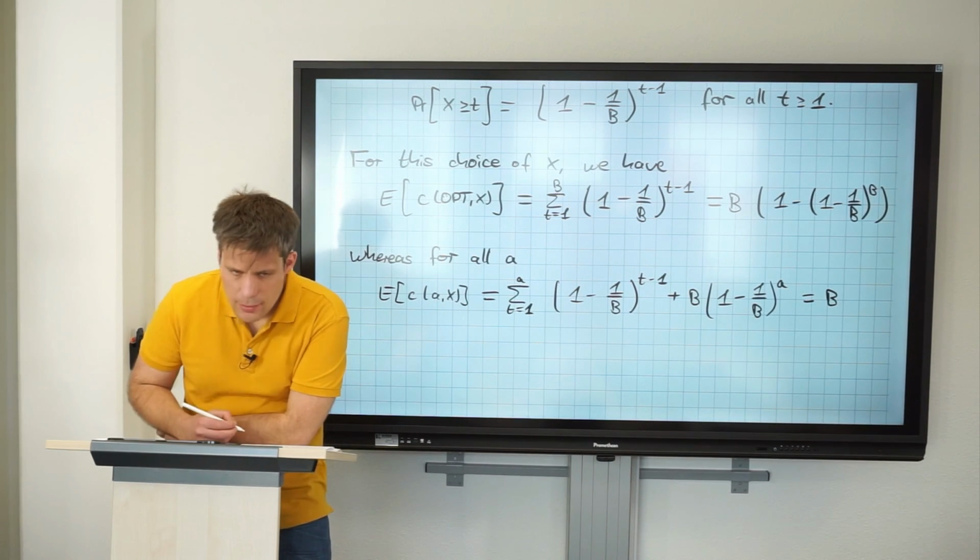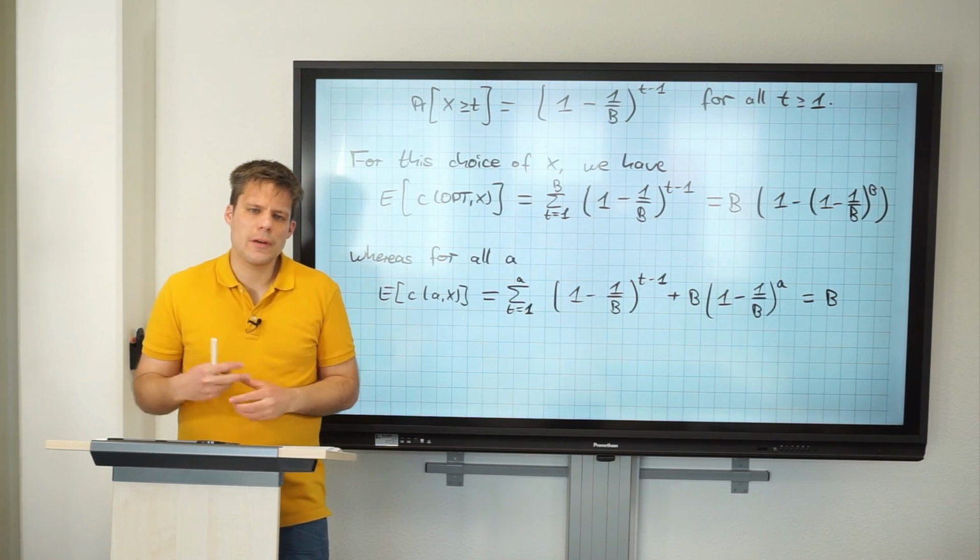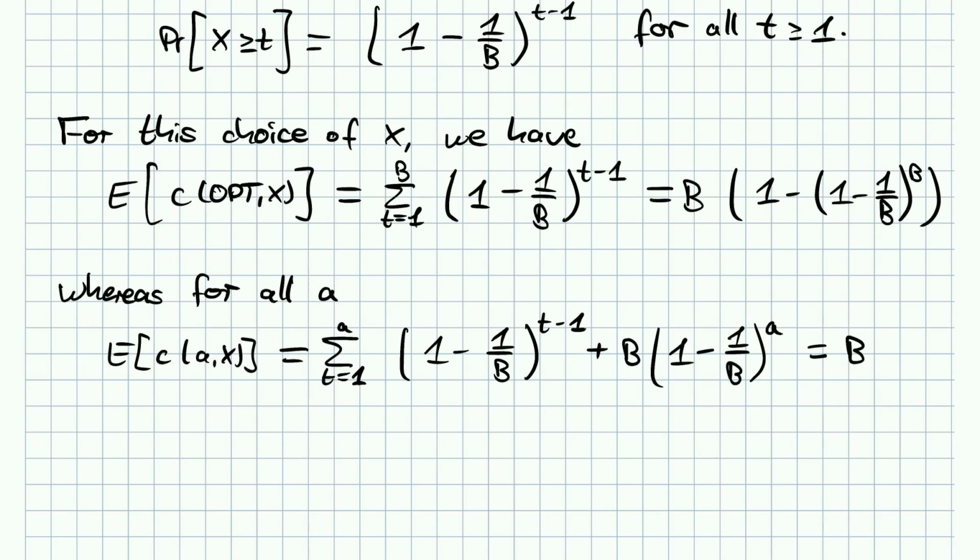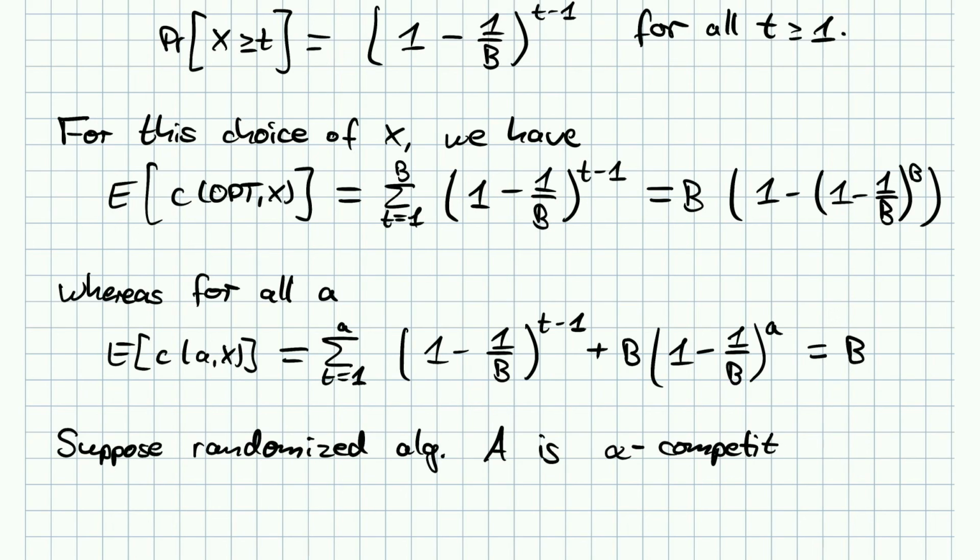And now we'll actually just mimic the proof of Yao's principle for this. We'll just do a proof by contradiction. Suppose that randomized algorithm A is alpha competitive for alpha being smaller than this factor.